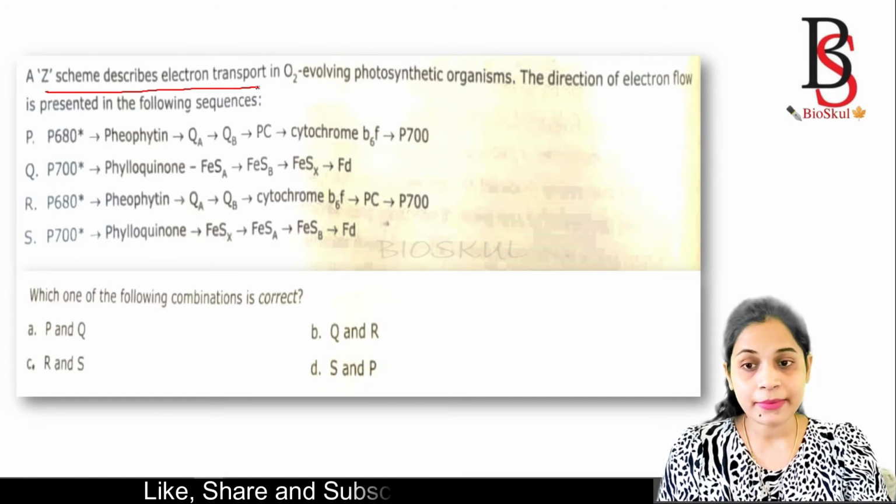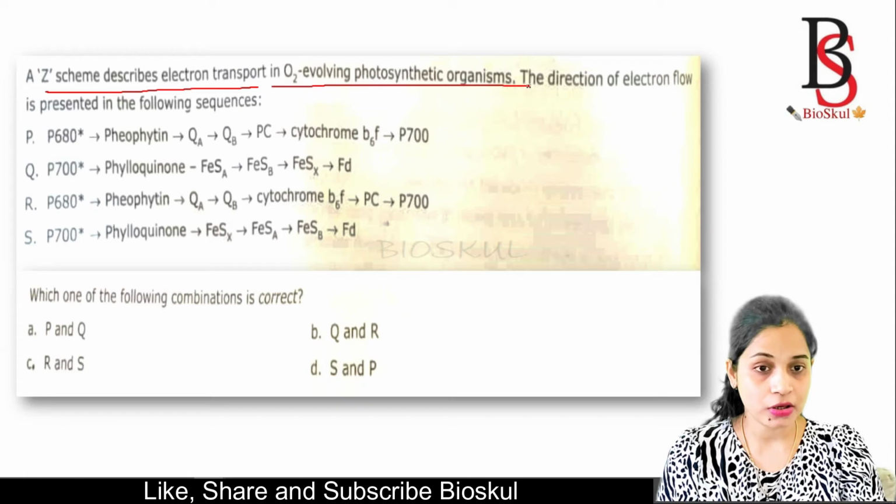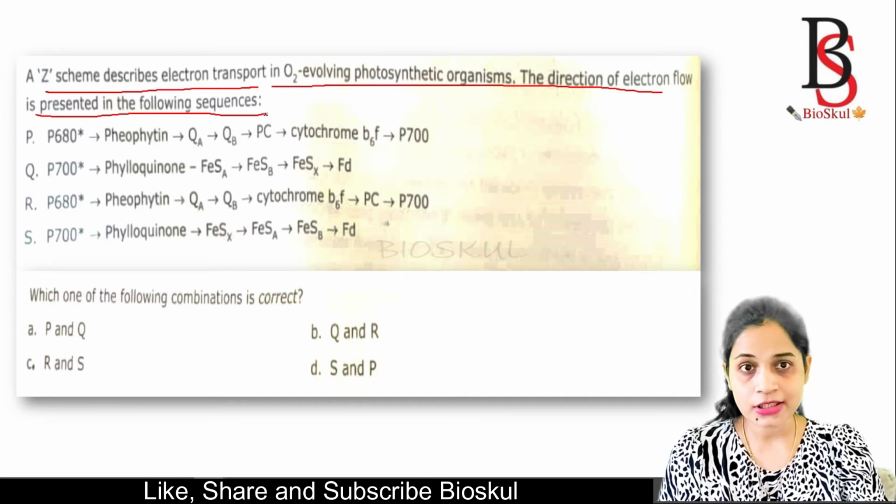A Z scheme describes electron transport in oxygen evolving photosynthetic organisms. The direction of electron flow is presented in the following sequence. Okay, let's see the sequence.